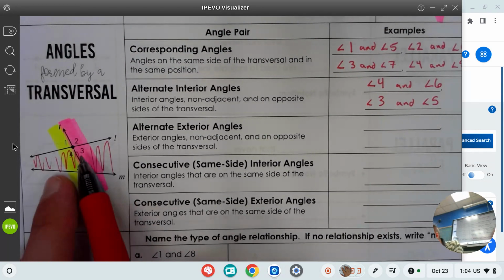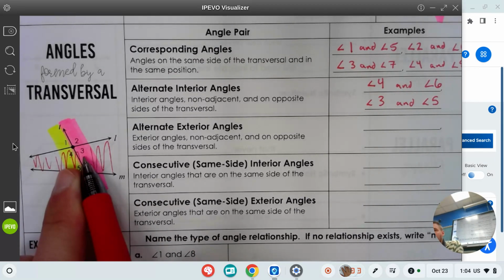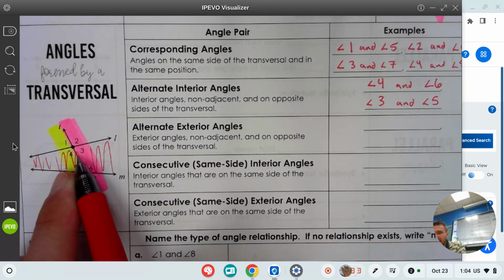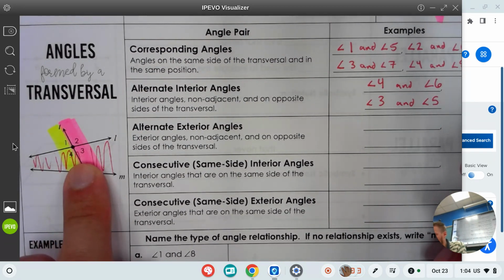Remember, we're not going to use 4 and 3 because that's from the first unit. Those are adjacent, supplementary, linear angles. They're making a linear pair, I should say.